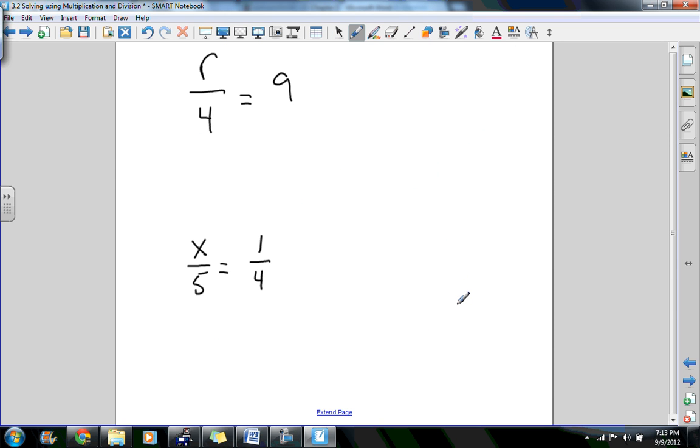Now, these problems are a little different. This top one, I want to get r by itself. Well, I notice that the r is being divided by 4. The opposite of division is multiplication, so I'm going to multiply by 4. Okay? Because I'm multiplying by 4, I'm technically multiplying by 4 over 1. That means that these 4s will cross out and go away. And I get r equals 36. And I know 36 divided by 4 is equal to 9, so that checks.